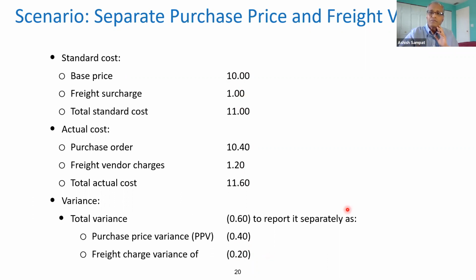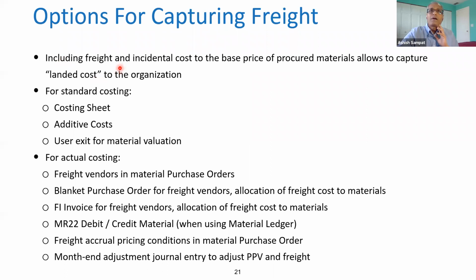We'll look at that. So on the main requirement or the accounting principle is that you have to capture the landed cost of all your raw materials, as in the cost as it comes to my warehouse to hit the loading dock. Till then, whatever costs have been incurred, I want to include them. So these are the options. We can either use a costing sheet, or use additive costs, or use a user exit for material valuation. These are just three options. Now, of course, some creative people have done a lot of other options also, but these are the three most widely used, if I want to put it that way.